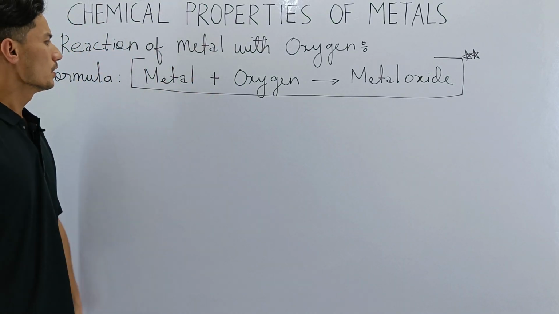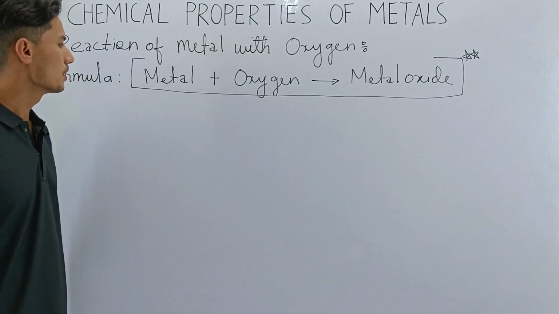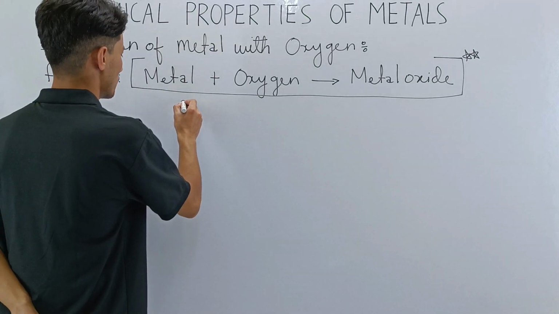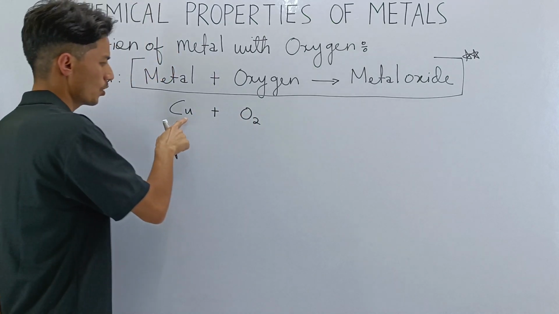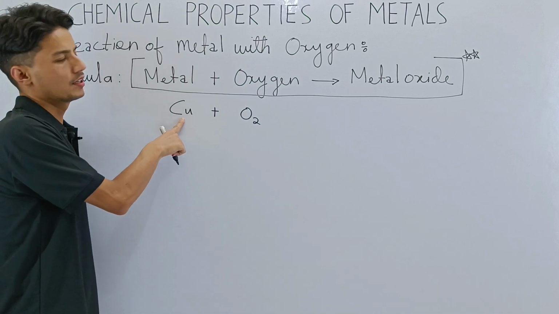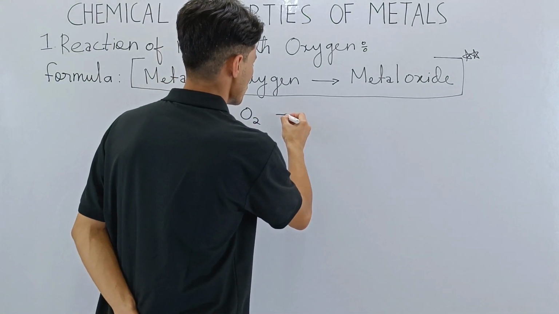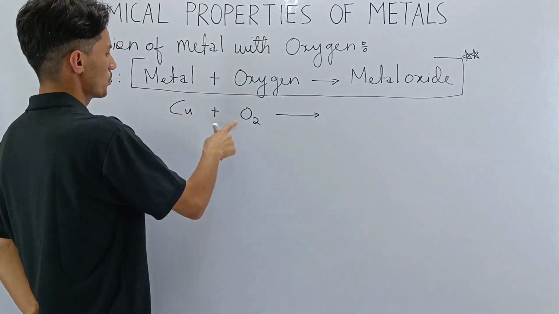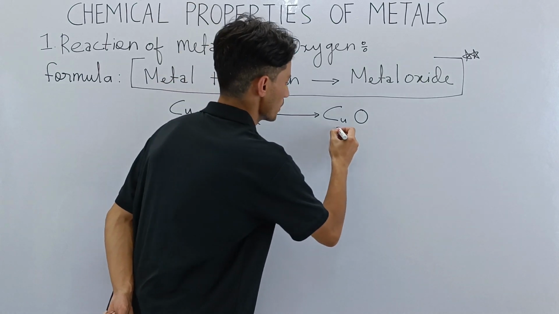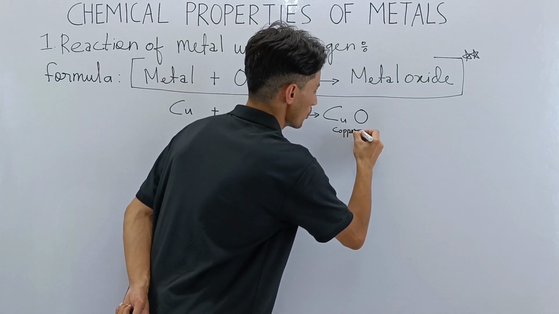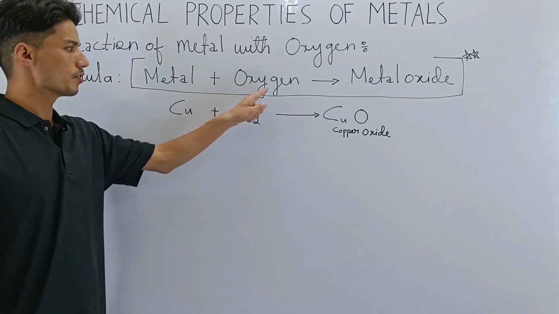Now let's take some examples and solve them so that it will be easy for you. Let's take one metal, copper. Copper plus oxygen. Copper is a metal, Cu is the symbol of the metal copper. Oxygen is O2. When copper reacts with oxygen, what do you get? You will get copper oxide. It's as per the formula.